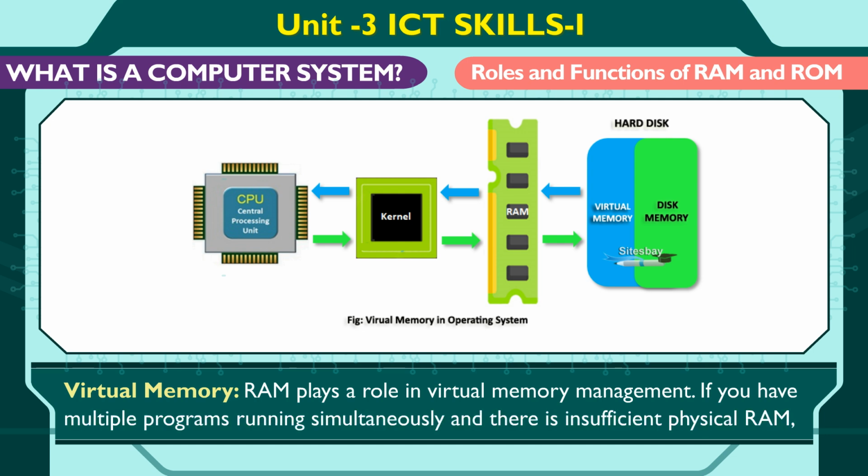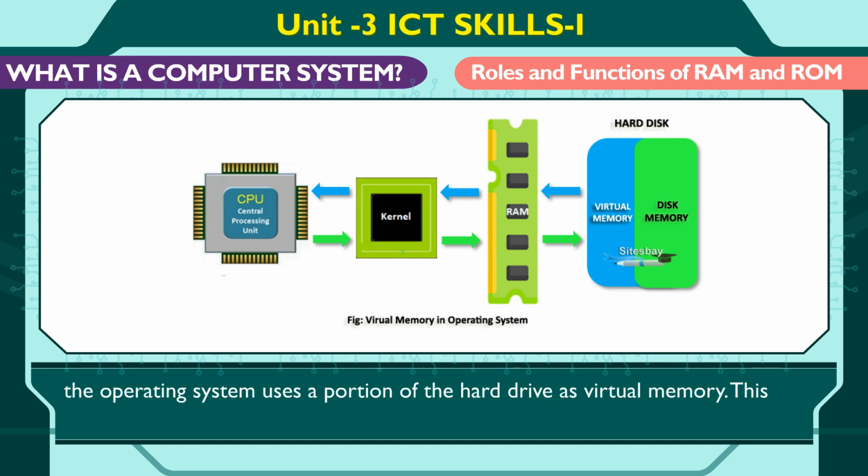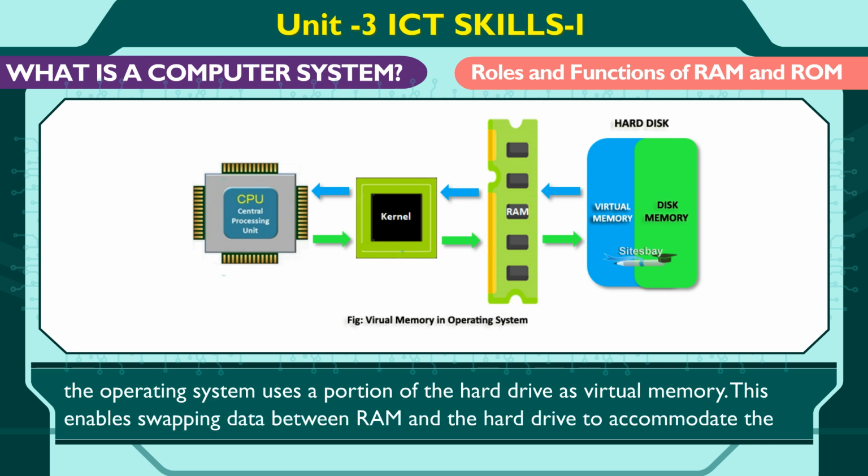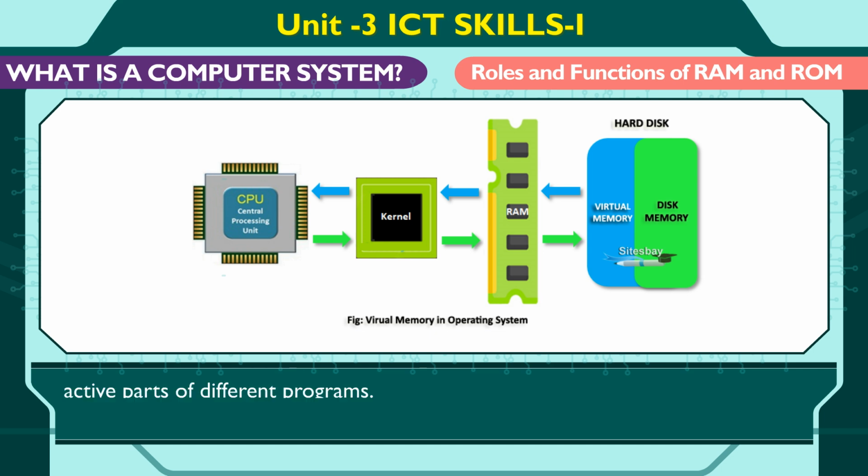If you have multiple programs running simultaneously and there is insufficient physical RAM, the operating system uses a portion of the hard drive as virtual memory. This enables swapping data between RAM and the hard drive to accommodate the active parts of different programs.